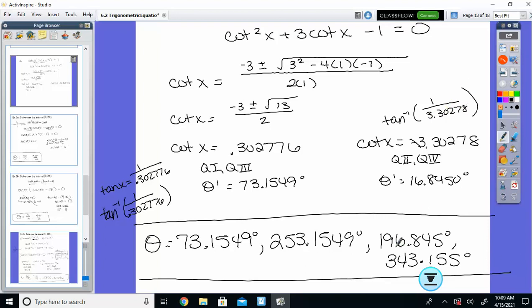I thought the same one, it's just when I went to take 180, did I do 180 plus instead of minus? I think I did. Whoops. Sorry about that. It's 163.155. That looks better.